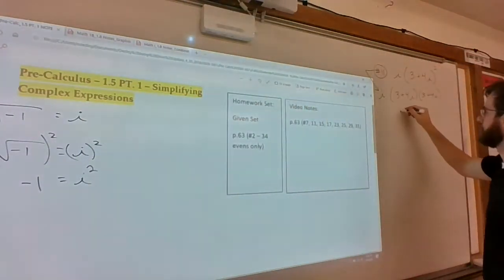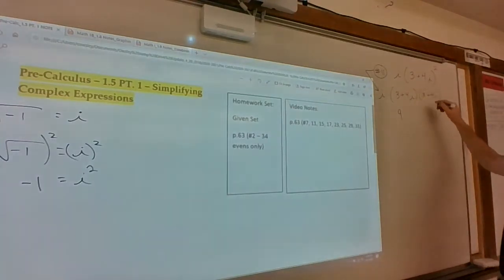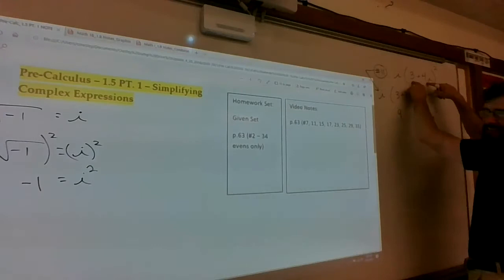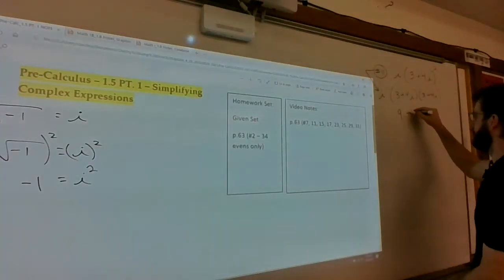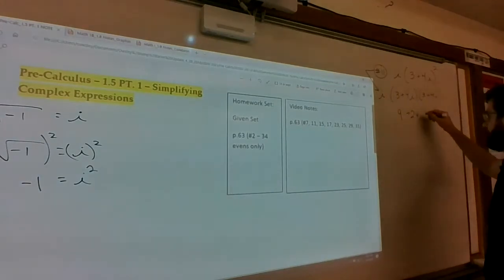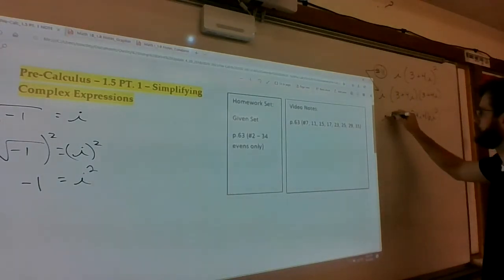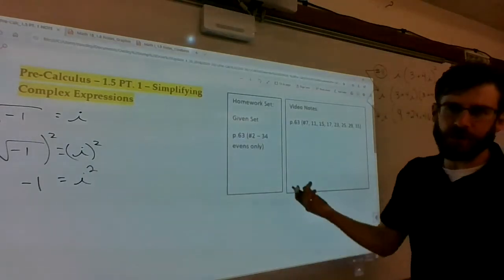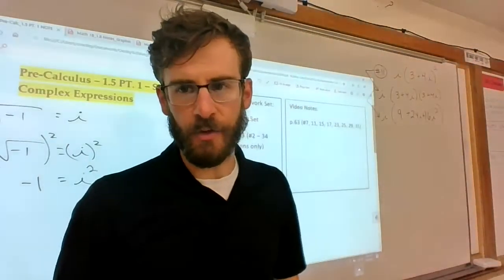Square the first, square the last, multiply and double. So 3 times 4 is 12, double it is 24. And it has to have an i on there too. Multiply that by i. If you don't remember the shortcut, just multiply it out like you normally do.